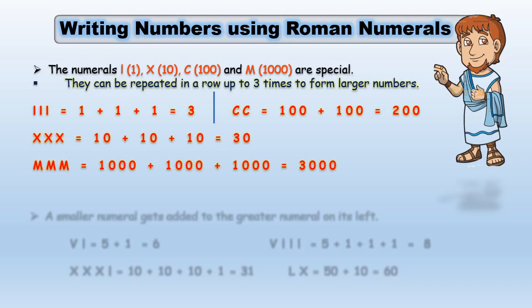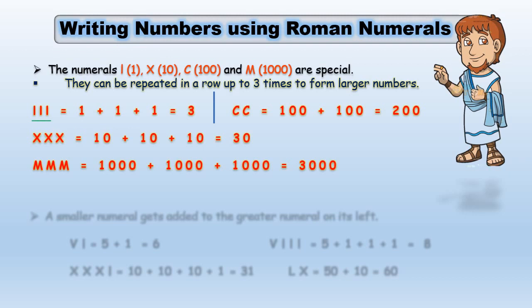They can be repeated. Only they can be repeated in a row up to 3 times. And whenever we are repeating, it is increasing its value. Okay, so they can be repeated in a row up to 3 times to form larger numbers. For example, children, see here. It is I and I.